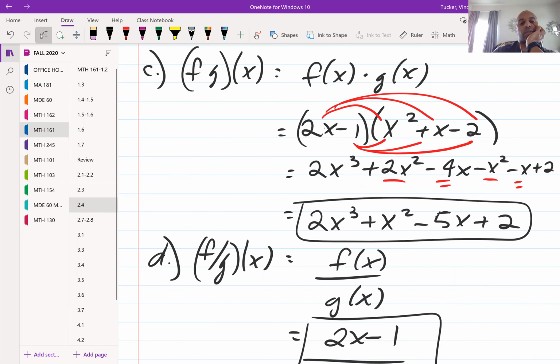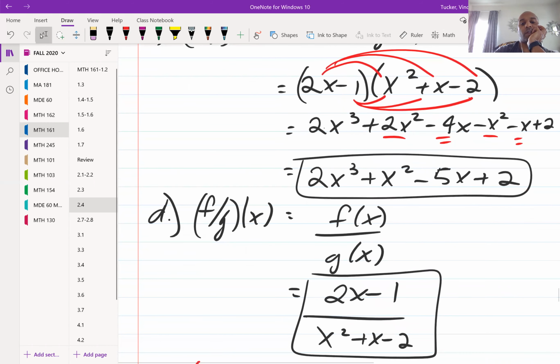All right, last one like this. Put f of x over g of x. And if you can reduce, you are expected to do so. If not, then you just leave it as is. In this case, there's nothing that could be reduced. And so that would just be it. Questions? Any questions?